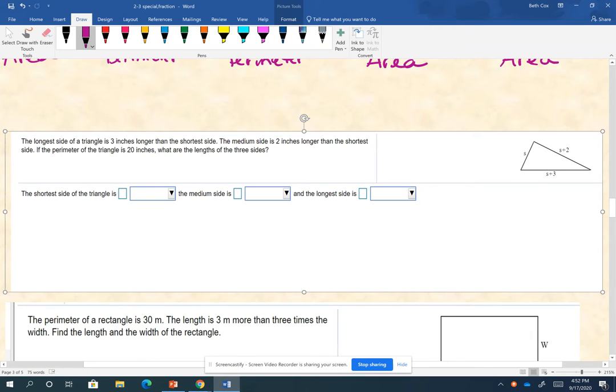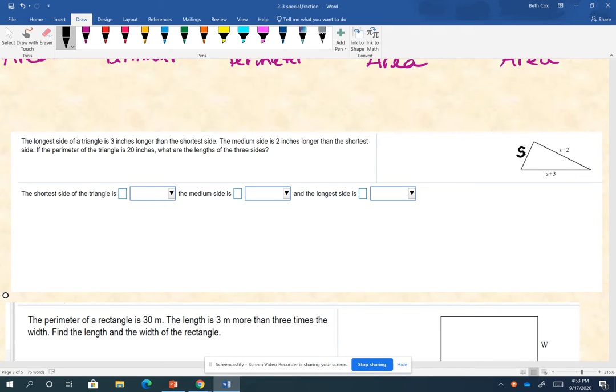Okay, so we have a triangle. And so the longest side of the triangle is 3 inches longer than the shortest side. And the medium side of the triangle is 2 inches longer than the shortest side. So if you'll look at the picture, it's got the short side here. That's the S. And it says the medium side is 2 inches longer. So that's why this one is S plus 2. And then the longest side is 3 inches longer. So that's S plus 3.